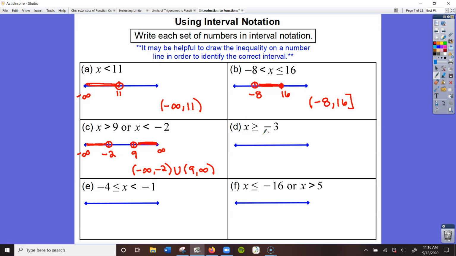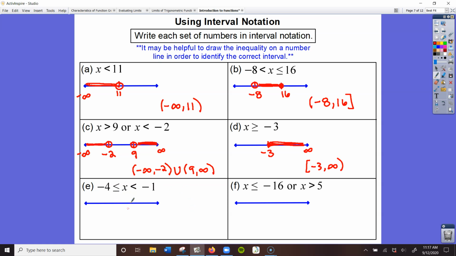For the next inequality, we have x is greater than or equal to negative 3. So I'm going to put negative 3 on my number line. The negative 3 is included, and since x is greater than, I'm going to shade everything that's to the right of negative 3. Our domain would then be bracket, negative 3, comma, infinity, and then parentheses.